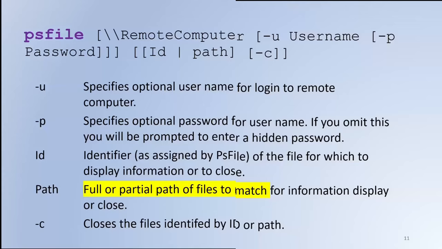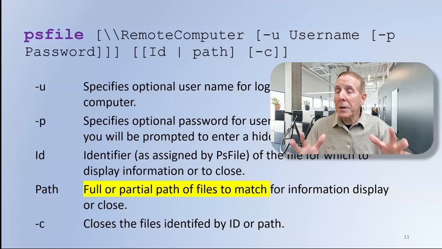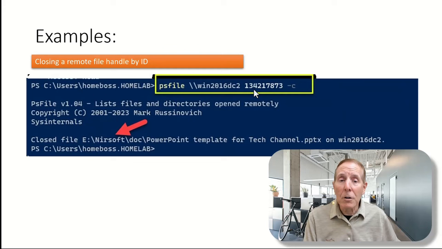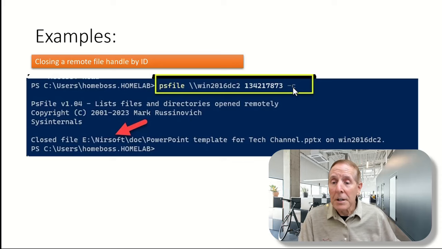Now, your syntax for PS Files is pretty straightforward. Just remember, when you're using path, you don't have to have a full path. You can use a partial path, and it will close any file based on a partial path, but you can use a complete path also to close a single file. Here's an example where I'm using PS Files to go to a server and close a file by the ID number, and then I'm using the dash C, and it will close that file.